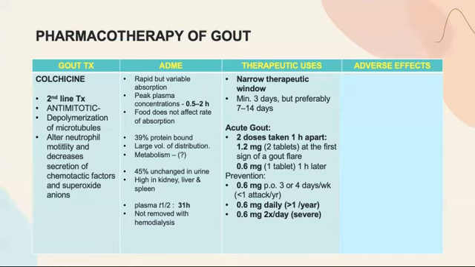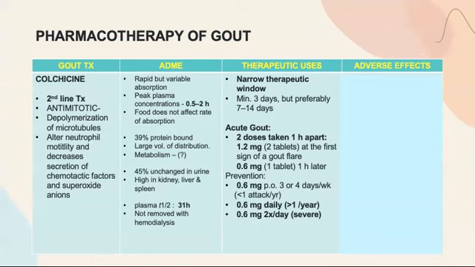This is effective in roughly 2/3 of patients if given within 24 hours of attack onset. The pain, swelling, and redness will abate within 12 hours and are completely gone within 48 to 72 hours. The regimen approved for adults recommends a total of 2 doses taken an hour apart. So first, 1.2 milligrams, that is 2 tablets at the first sign of a gout flare, followed by half of the dose, 0.6 milligrams or 1 tablet 1 hour later.